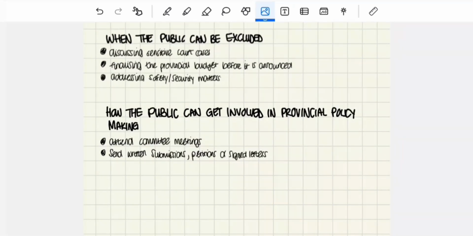How can the public get involved in provincial policy making? We can attend committee meetings, like attending a parents meeting, and send written submissions, petitions, or signed letters. This could be like students writing to the school asking for new facilities.